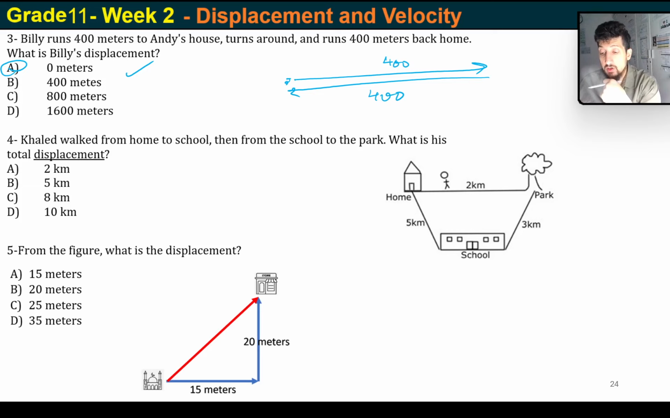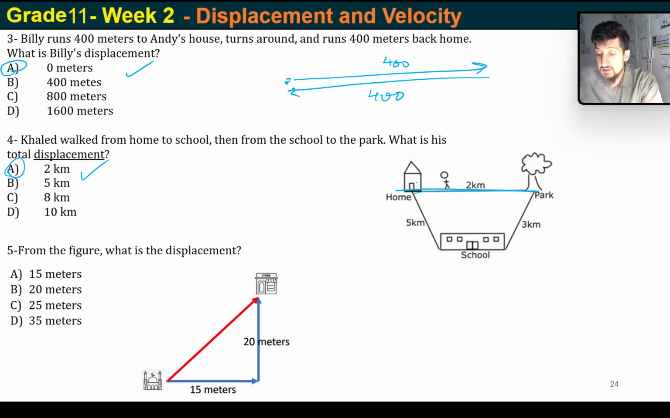Khalid walked from home to school, then from school to the park. What is his total displacement? Here's Khalid. He walked from home to school, so this way, and then from school to the park. What is his total displacement? So it's a bit of a trick question. We actually don't care about any of that. We don't care where he walked. The most important thing here is his final position minus his initial position. So it's going to be that to that, which is the shortest distance, which is going to be 2 kilometers. That's it. The displacement is this, the shortest distance between two points.